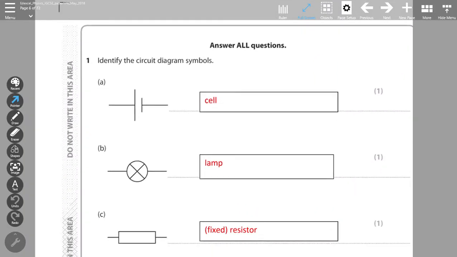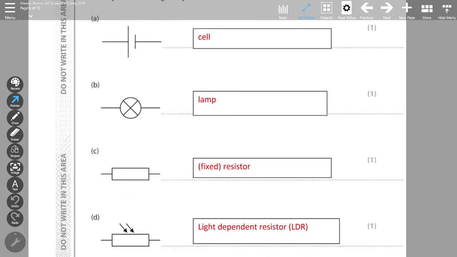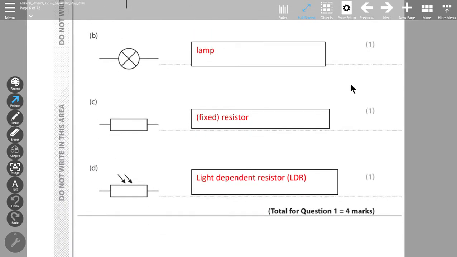First question. Answer all questions. Identify the circuit diagram symbols. So these are symbols you should learn. This is a cell, this is a lamp, this is a fixed resistor. This is a light dependent resistor.